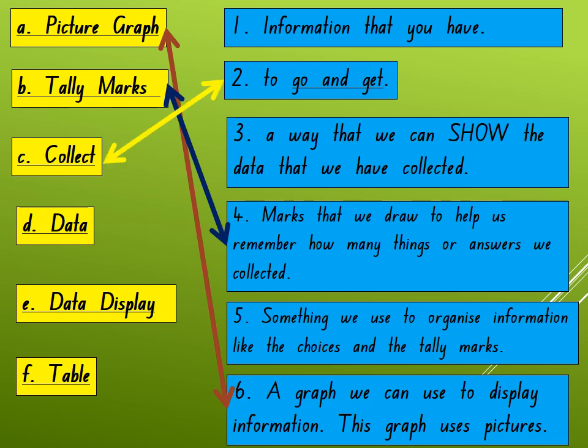Collect. To go and get. Data. Information that you have. A data display is a way that we can show the data that we have collected. And the last one, table. Something we use to organise information, like the choices and the tally marks.